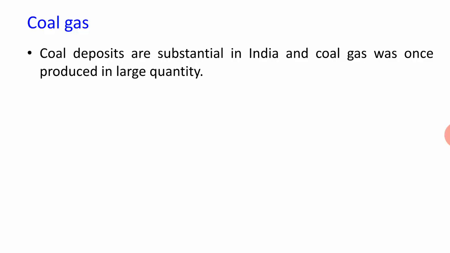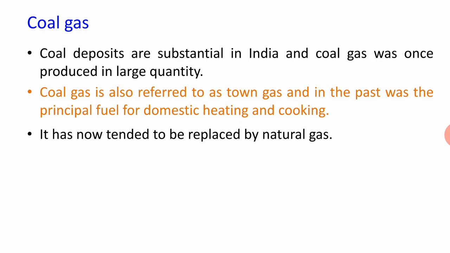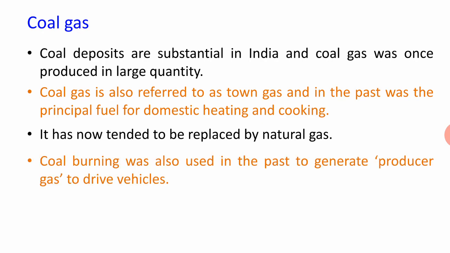So here we are going to talk about coal gas. Coal deposits are substantial in India, and coal gas was once produced in large quantity. Coal gas is also referred to as town gas, and in the past it was the principal fuel in domestic heating and cooking. Most of the time these gases are prepared from coal, and coal burning was also used to generate producer gas to drive vehicles.